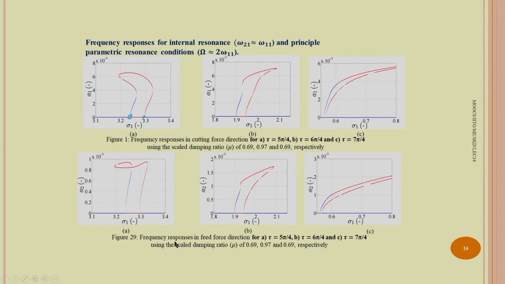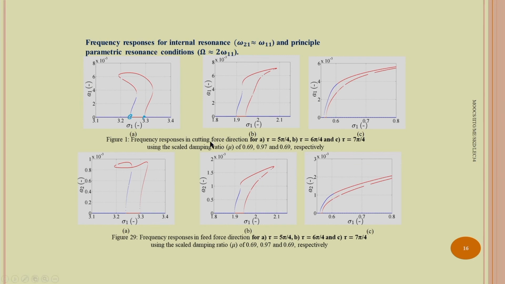Similarly, the frequency response can be plotted for different feed rates. So, this is the first case, plotted for different tau values, that is delay, and in the second case different feed rates for tau equal to 5 pi by 4, 6 pi by 4 and tau equal to 7 pi by 4.